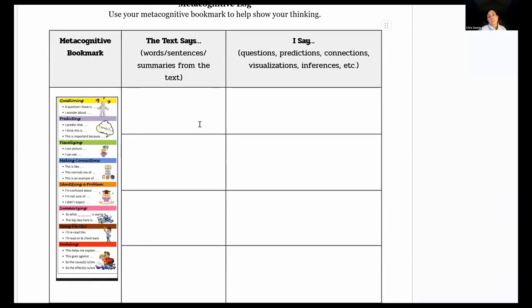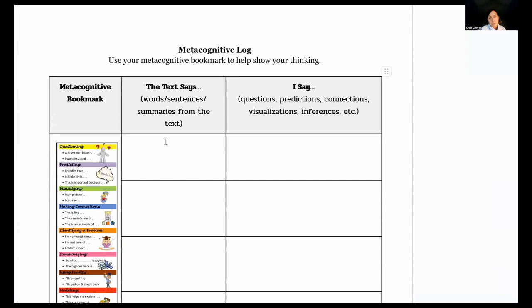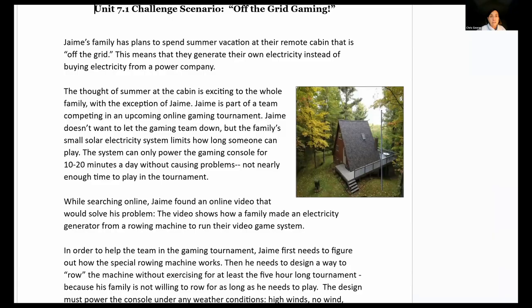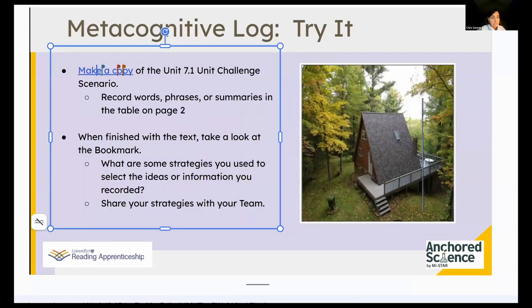And so I'm going to ask you to just pick out a couple words, sentences, or summaries from the text, and then make some kind of metacognitive connection to that text. Why did you pick it out? Do you have a question about it? Do you want to make a prediction about it? Can you connect it to something you know? And so I'm going to give you a couple minutes to just kind of try that out on your own so you can see how that feels.